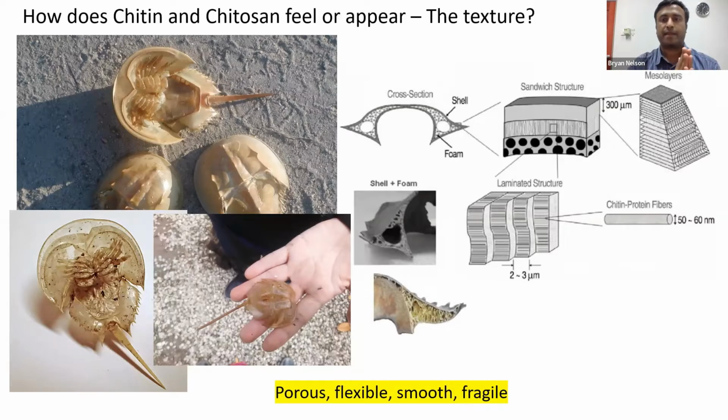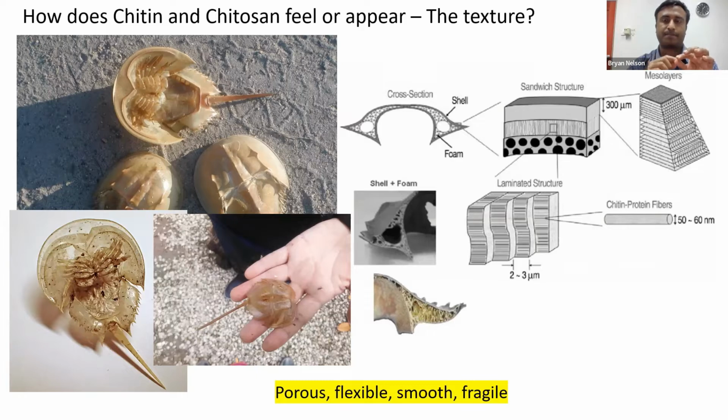Okay, and recently they did some work on how this structure should look, and they noticed that it's sponge-like, and these structures are not available on crabs. For crabs, it will be made from calcium oxide. That's why it's hard. But for the horseshoe crab, it is very soft. It is flexible. It is porous.